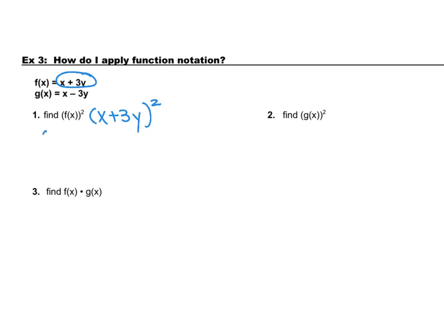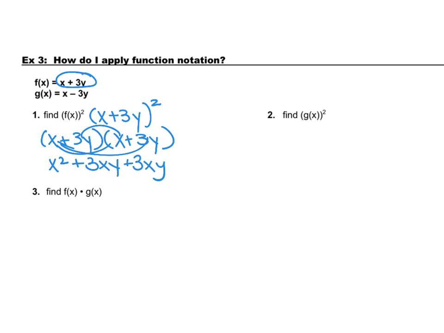So let's go ahead and take x plus 3y times x plus 3y, and let's have x squared, plus 3xy plus 3xy, and then our last terms, plus 9y squared. So let's combine these two in the middle, and we'll have x squared plus 6xy plus 9y squared.